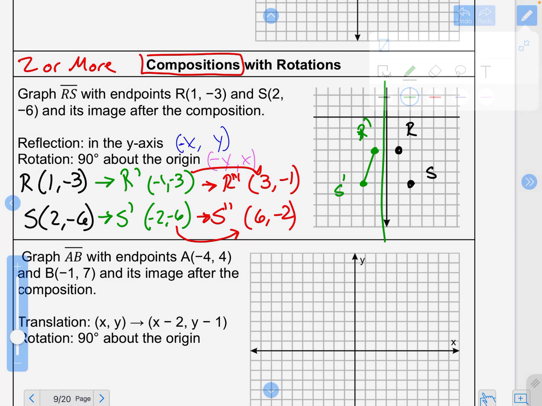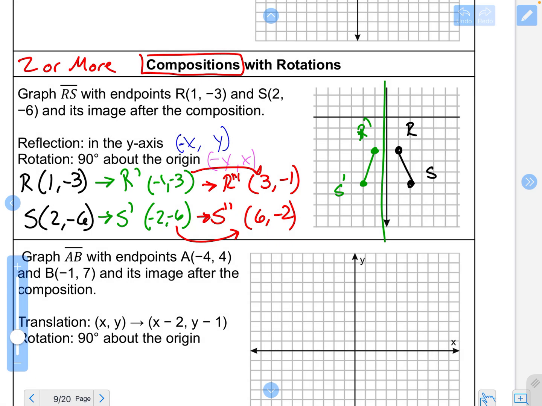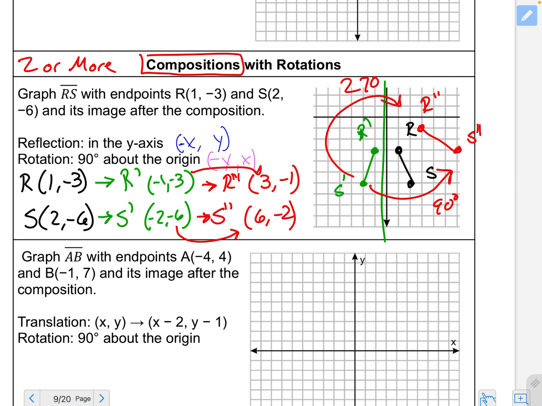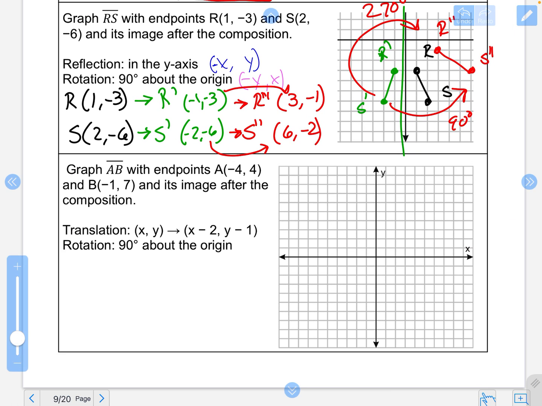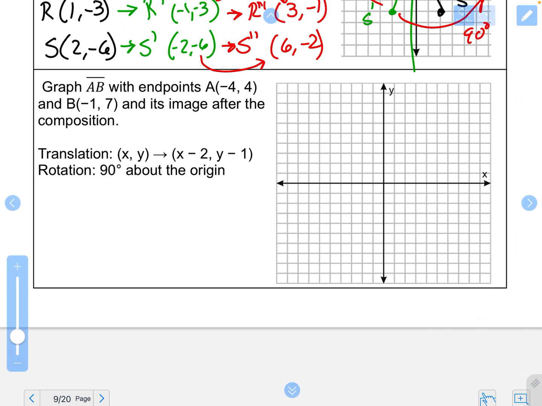Let me connect these to make a lot more sense. And then we've got our rotation, which is (3, -1), and then (6, -2) for r double prime and s double prime. And again, that is 90 counterclockwise, which is the same thing as 270 clockwise. All right, I want you to do this one on your own and check with the completed class notes.